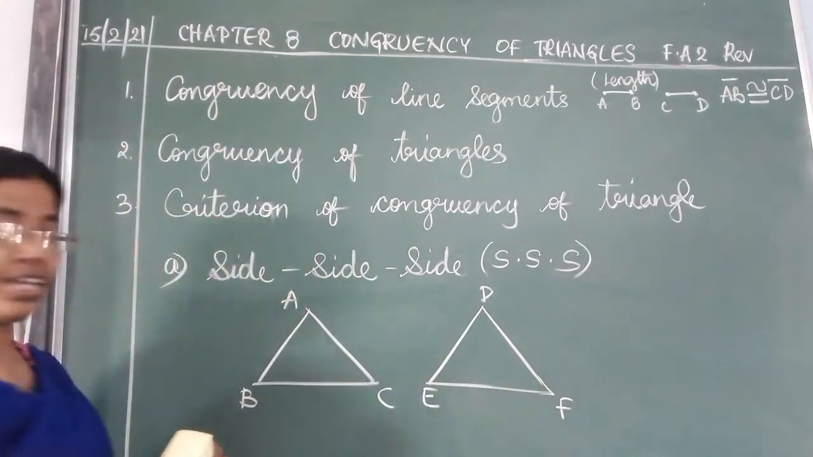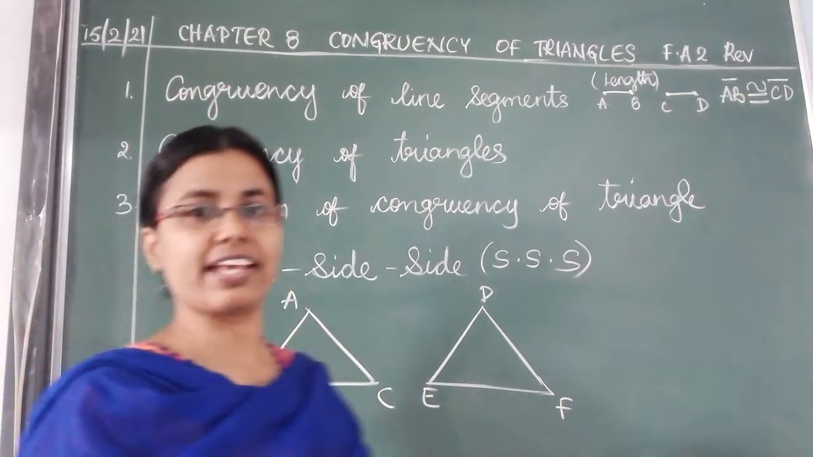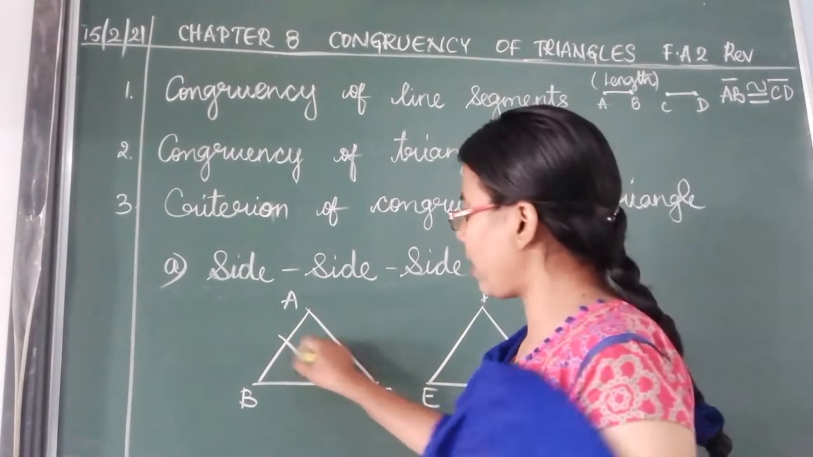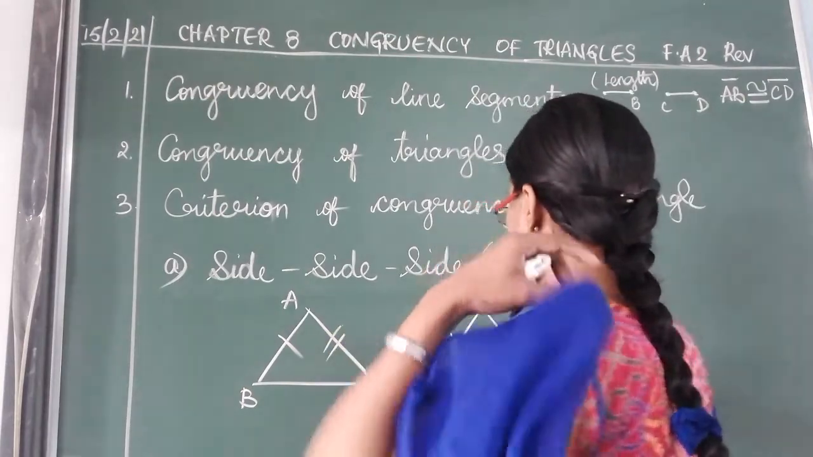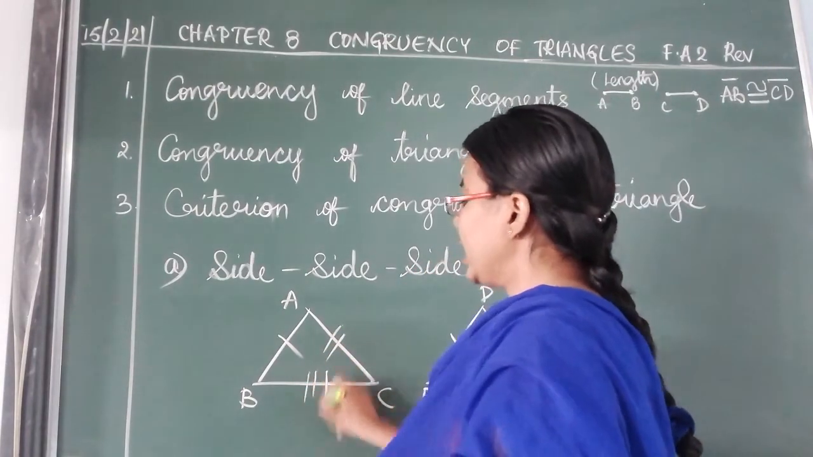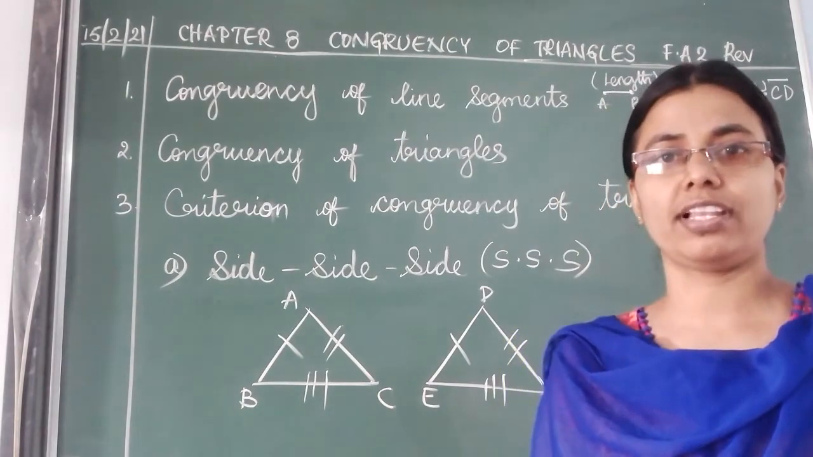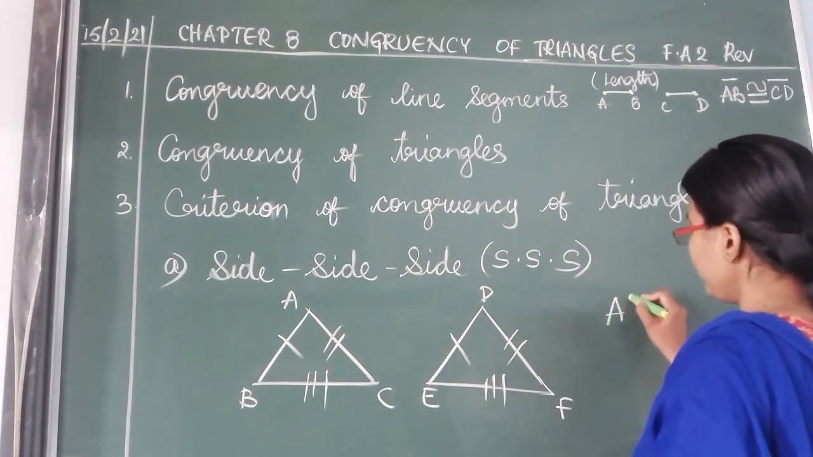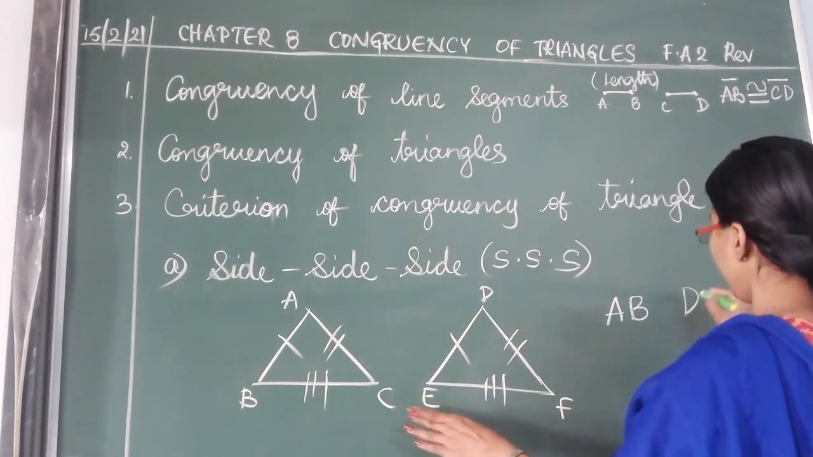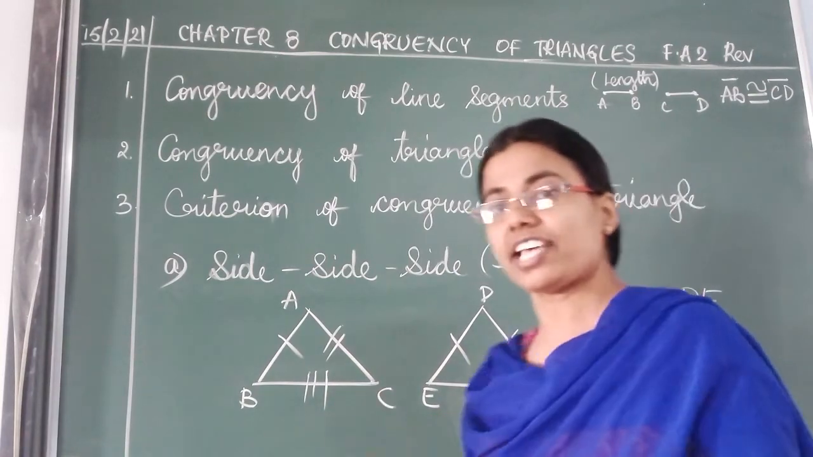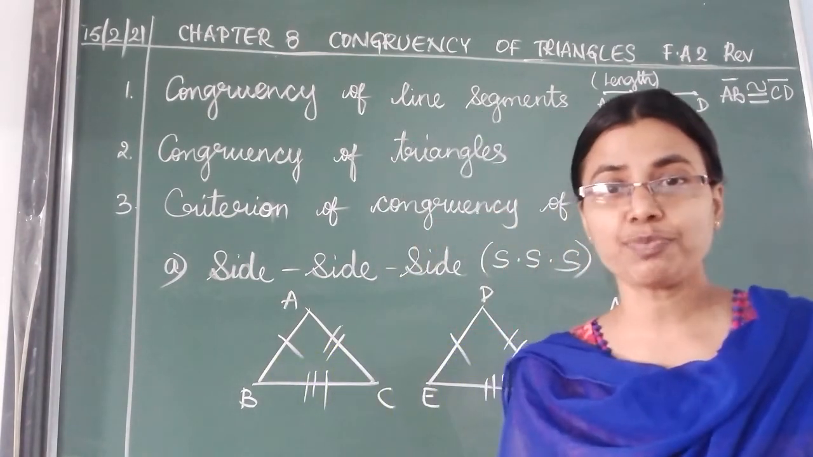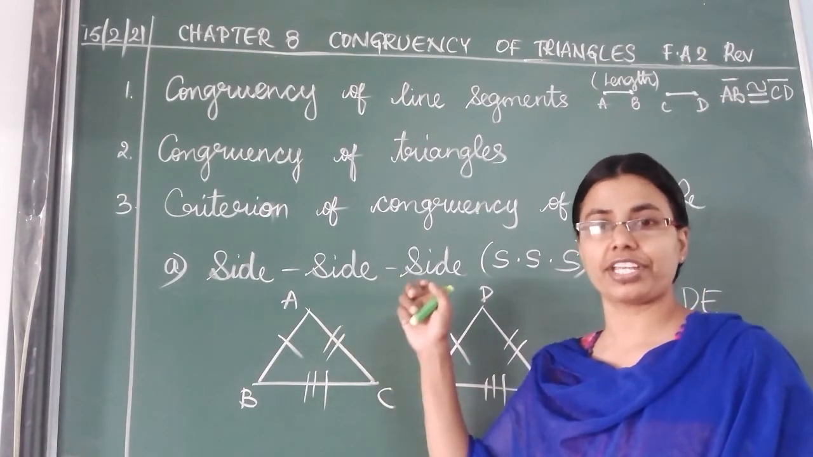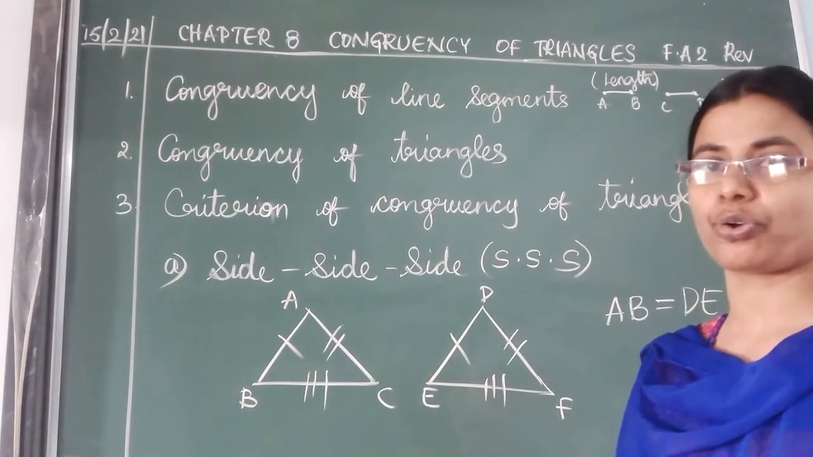DEF. So here in the name itself, it is given as side, side, side congruency. So this is nothing but sides are equal. It doesn't mean that all the sides are equal. This AB corresponding side is DE. So the corresponding sides should be equal. Remember this. The corresponding sides should be equal. Then you can say by SSS criteria that two triangles are congruent to each other.